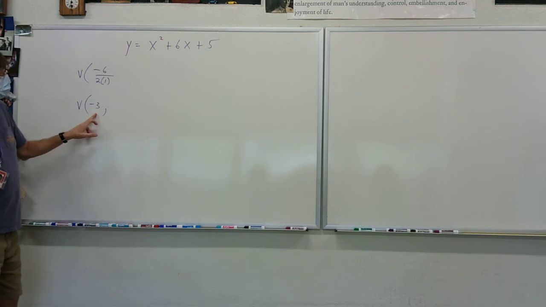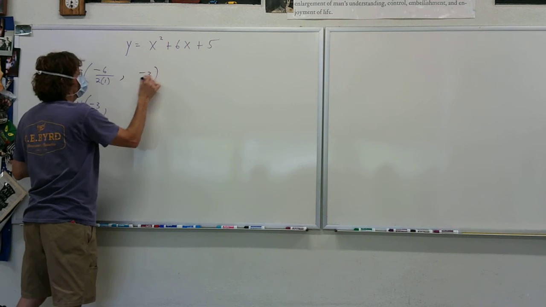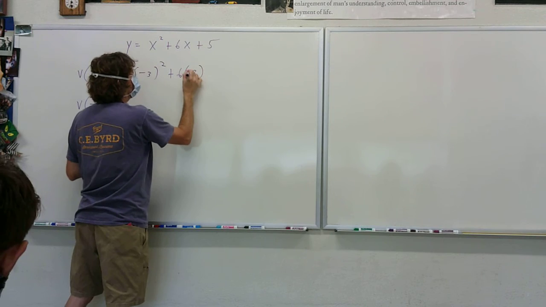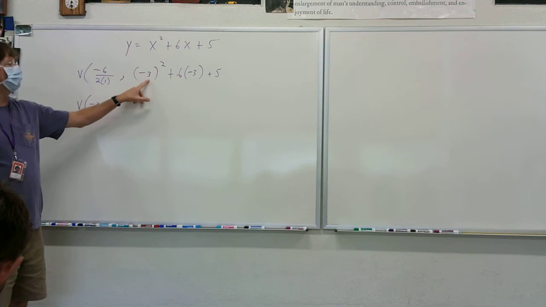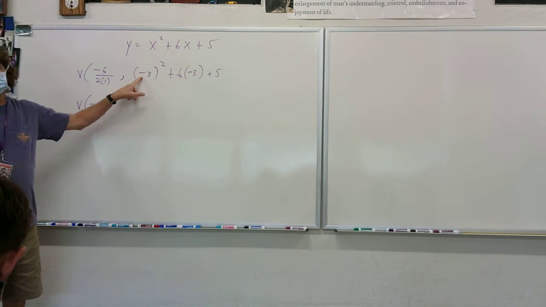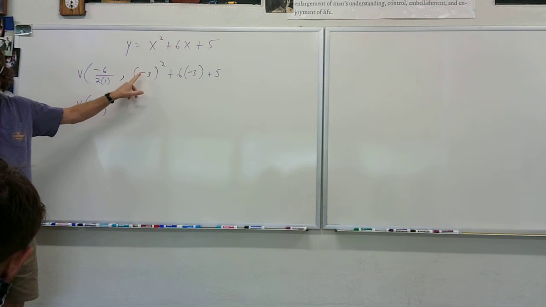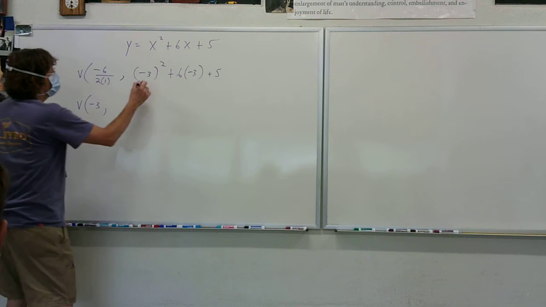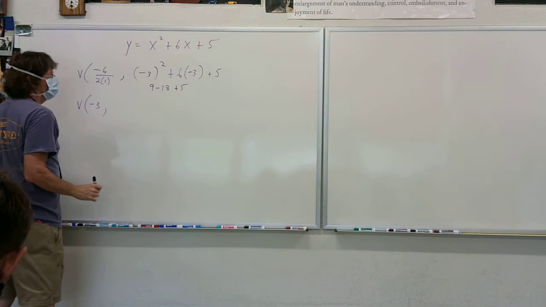Now, once you get to negative 3, put it in here. Please, if you put it in a calculator, which I don't want you to do, you better put parentheses around that negative 3. Otherwise, your calculator spits out the wrong number. Hear that? You're squaring negative numbers in your calculator, you've got to put them in parentheses. So you get 9 minus 18 plus 5, negative 4.